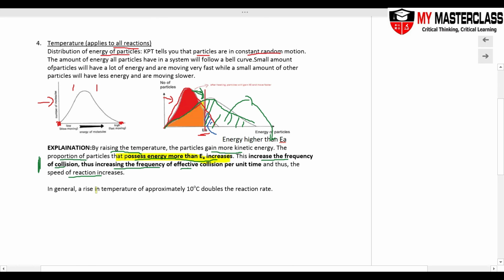Good to know: a rise in temperature of 10 degrees will usually double the rate of reaction.